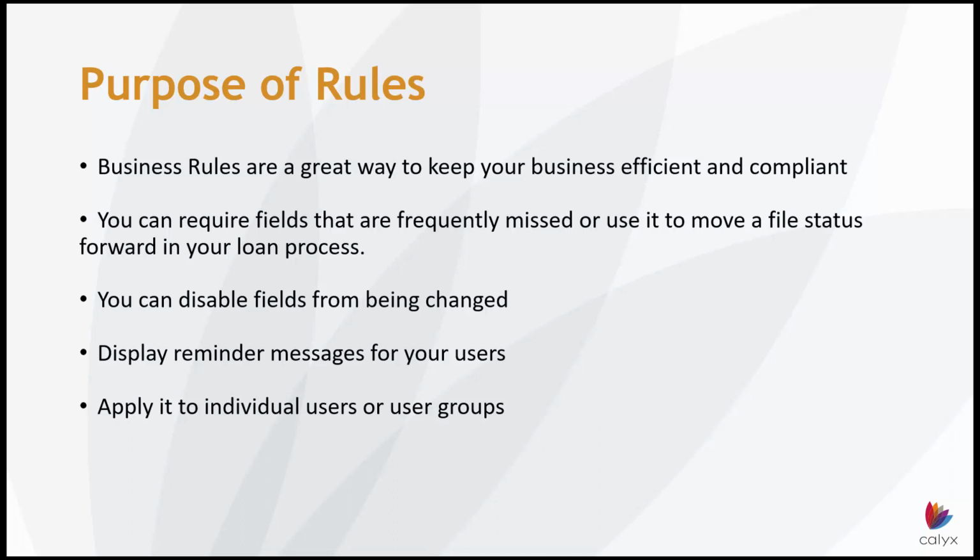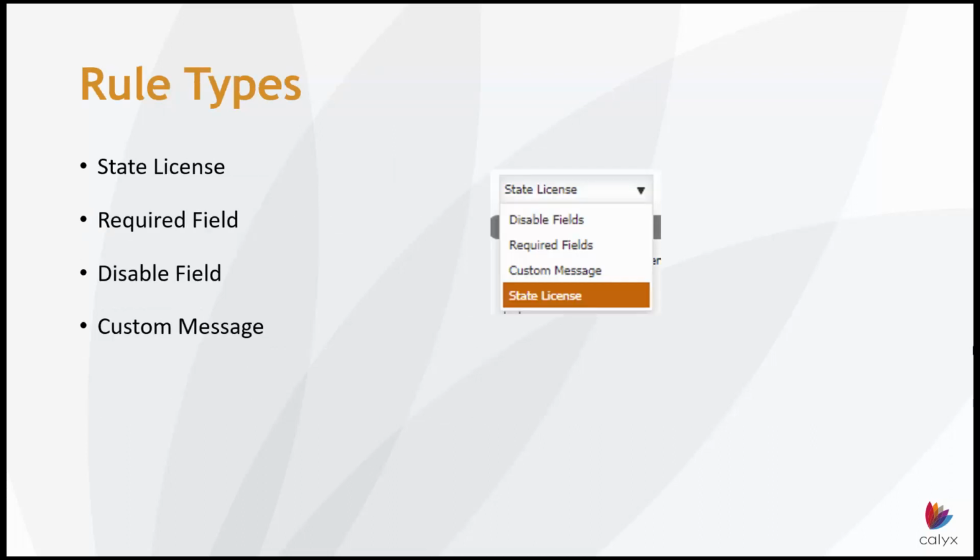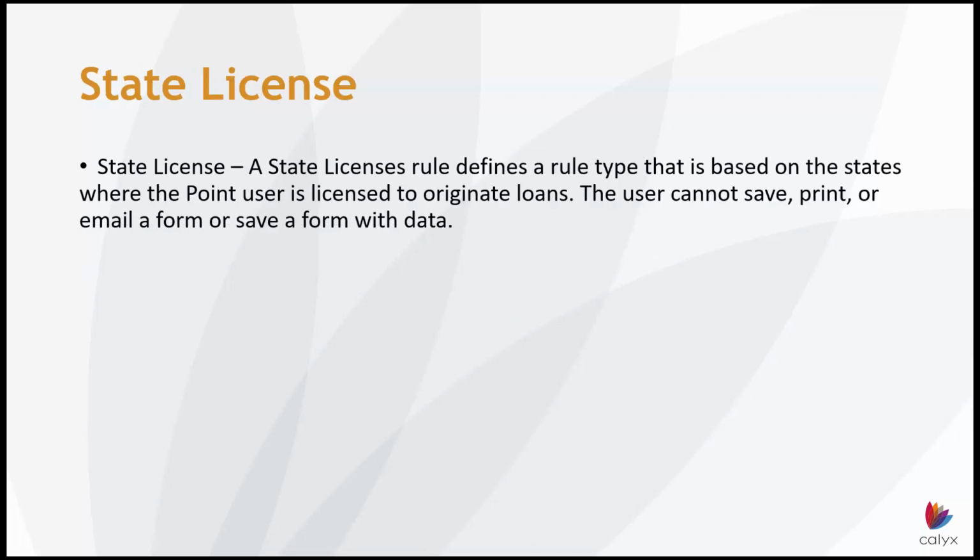Very customizable. There are 4 types of rules inside of PointCentral that you can build. You've got a state license, a required field, a disable field, and then a custom message. The state license rule allows you to select the states that you as a company or individual are licensed in so that they can't originate a loan in a state that they are not licensed in. So this helps with your compliance. The user can't save or print any document if they have a state in there that they are not licensed in. And we'll walk through setting up one of these.